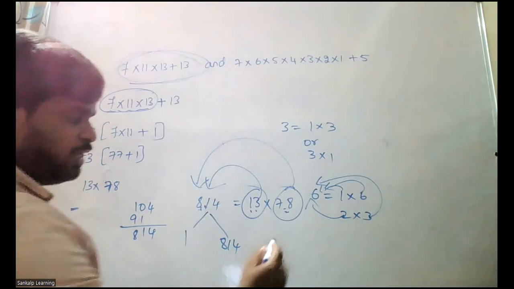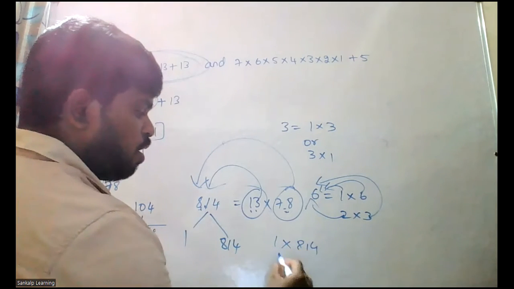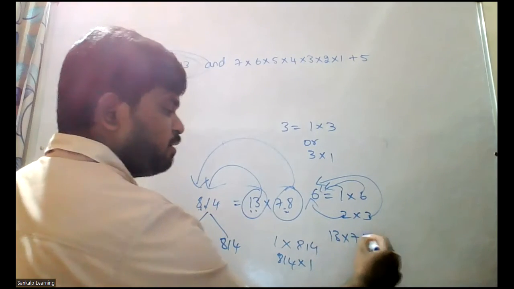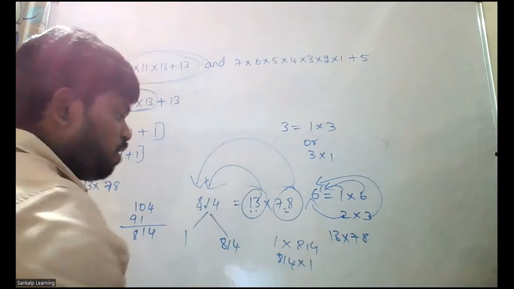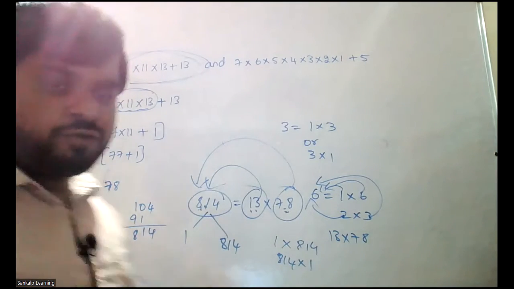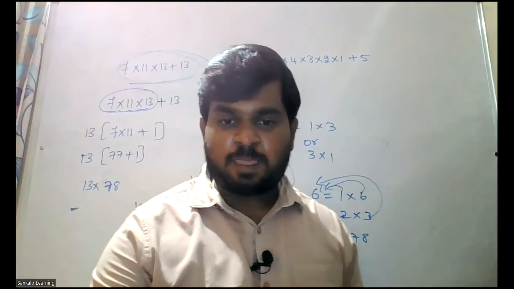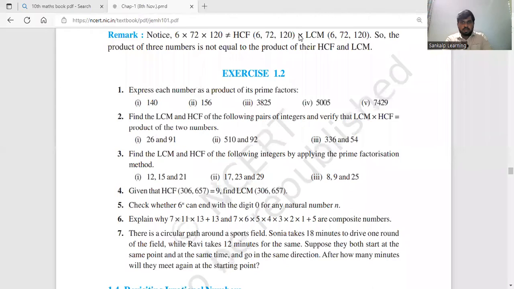See, 814 can be written as 1 into 814 or 814 into 1. Apart from that, I can also write it as 13 into 78. There are still more. Basically this number has got more than two factors, therefore it is called a composite number. Same explanation is valid for this. So let's get into the next question.